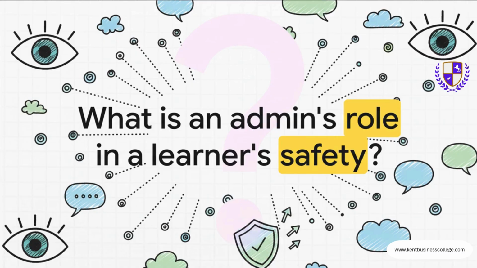What is your role when it comes to a learner's safety? Because you're at the hub of all the communication, all the information flying back and forth, it puts you in a unique spot. You've got the ability to notice things that other people might just miss. And this explainer is all about giving you the confidence and the clarity to use that position effectively.